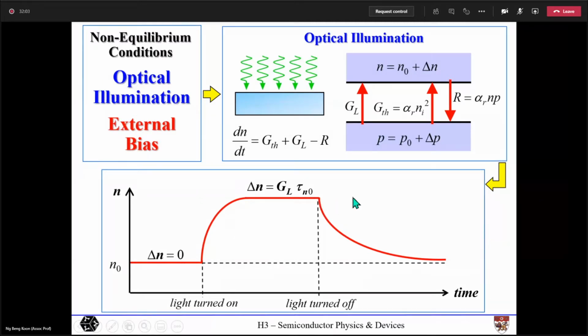So let's now look at your rate equation to see how we can analyze that to get the equation for this profile here as a function of time.